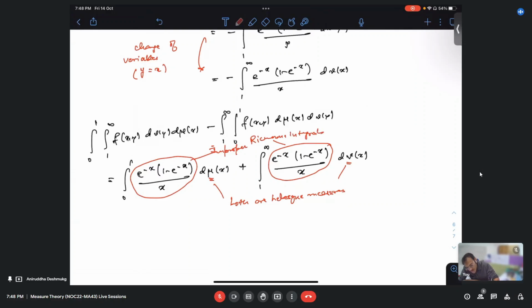So we can use the properties of that. We can combine the two sets, and 0 to 1, 1 to infinity together gives us 0 to infinity. So this is the integral from 0 to infinity of e to the power minus x, 1 minus e to the power minus x upon x d mu x, where this is of course the Lebesgue measure on 0 to infinity.